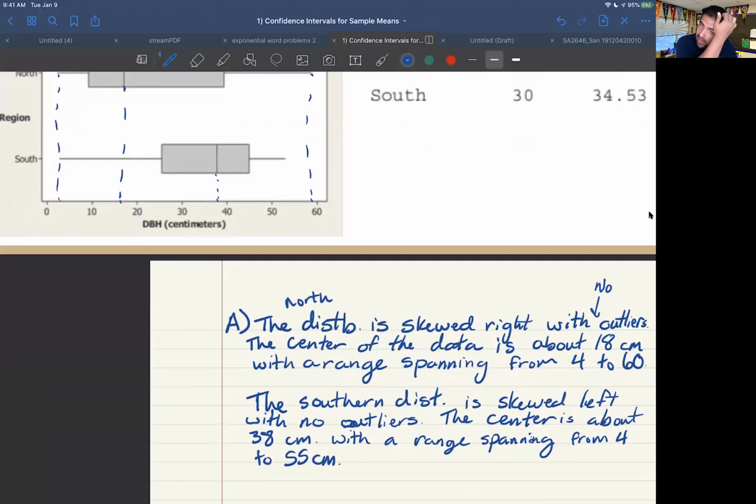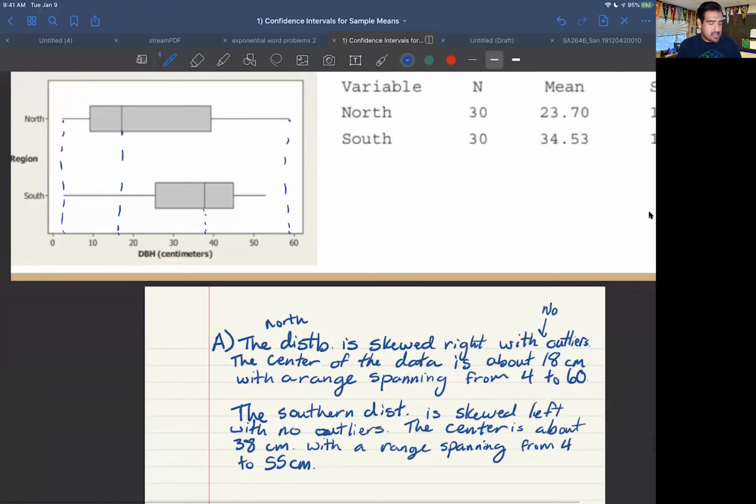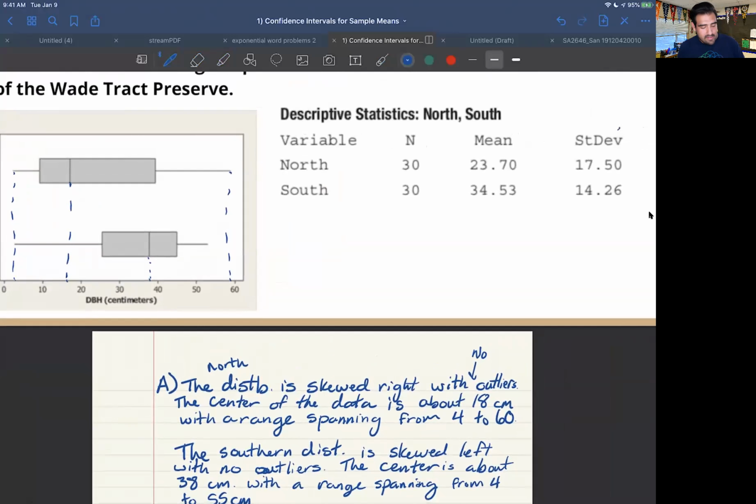If I wanted to, I could have actually given the standard deviation that's in our output here, right? We're given the standard deviation and we're given the average, right? I wanted to give the center, not necessarily the average. These are skewed, so I don't want to use mean as a measure of center.